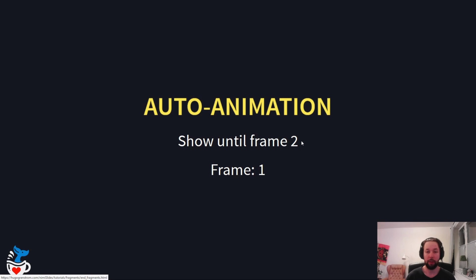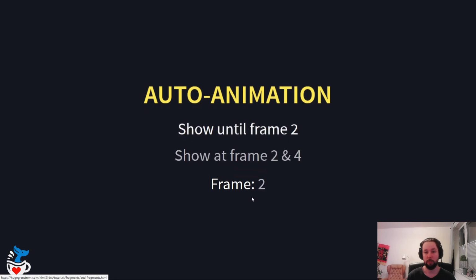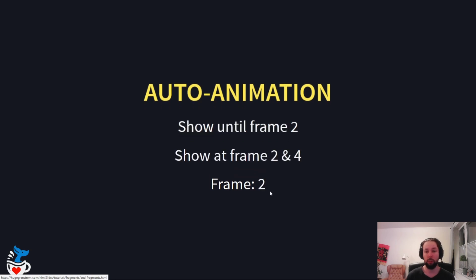We have here a line which will be shown up and until frame number 2. So if we step forward, we can see that it will stay. We can also see that we have a new line here that will be shown on frame 2 and 4. Interesting. But now when we move to frame number 3, both of these will disappear because none of them satisfy the condition anymore.